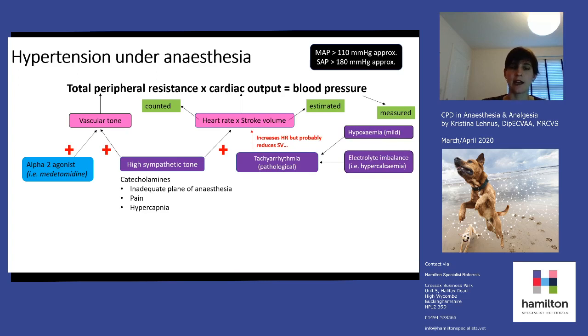And then we have tachyarrhythmias, which can be pathological, and the problem with them is that they can increase the heart rate, and they can cause hypertension, but because they probably reduce stroke volume, actually they can also be considered in the hypotension section. And certainly as they become worse, they're more likely to cause hypotension. So mild hypoxemia can cause a tachyarrhythmia, usually a sinus tachycardia, and then electrolyte imbalance that causes irritability of the cardiac muscle, such as hypercalcemia, can cause tachyarrhythmia as well.